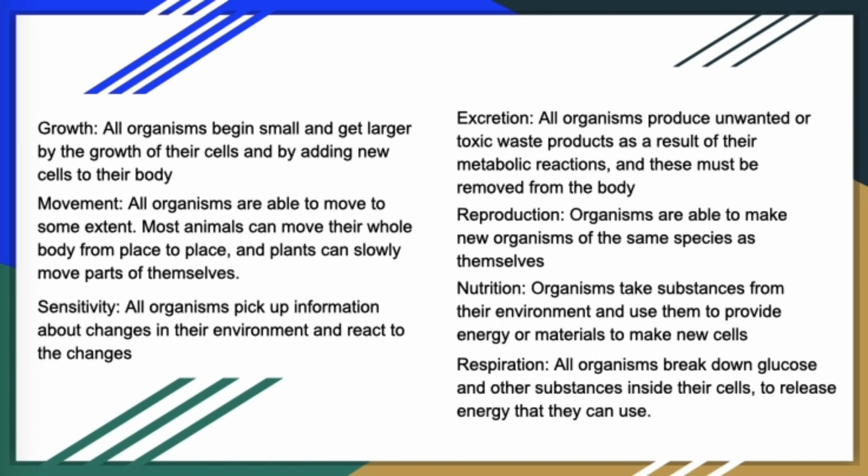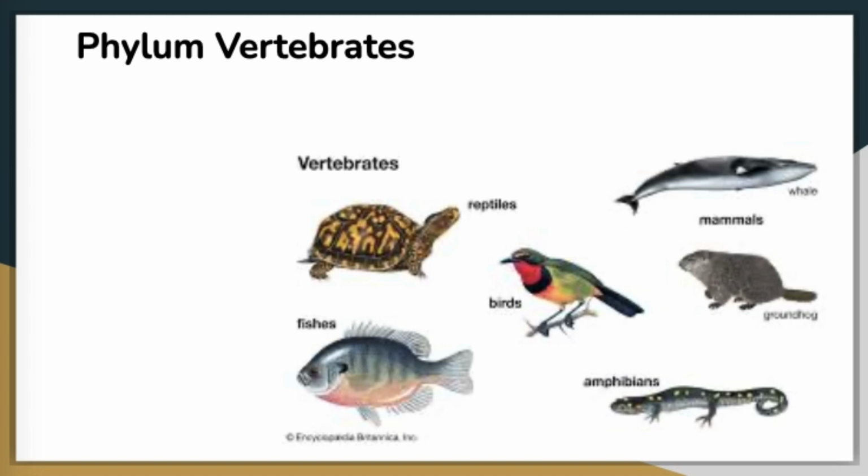First, we have the phylum Vertebrates. What are the phylum Vertebrates? This is a new term which means animals with a supporting rod running down the length of their body. The most familiar ones have a backbone. All these animals are vertebrates, like fish, birds, reptiles, mammals, and amphibians. Let's get started with fish.